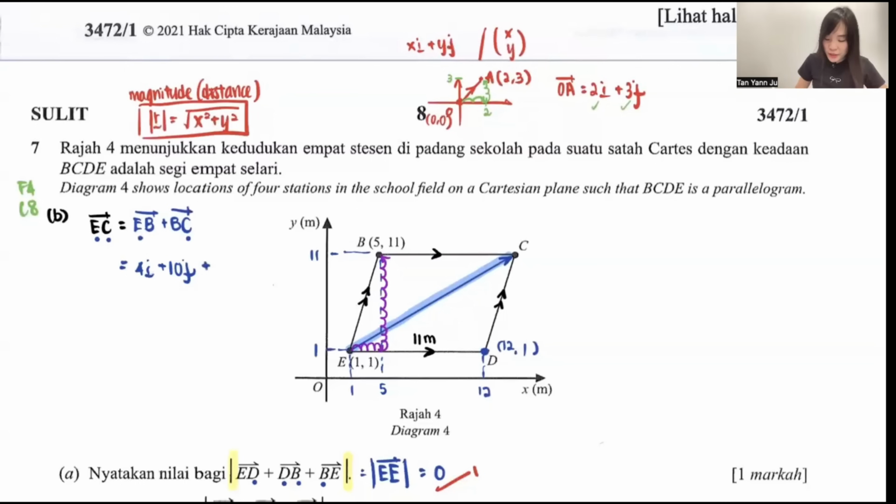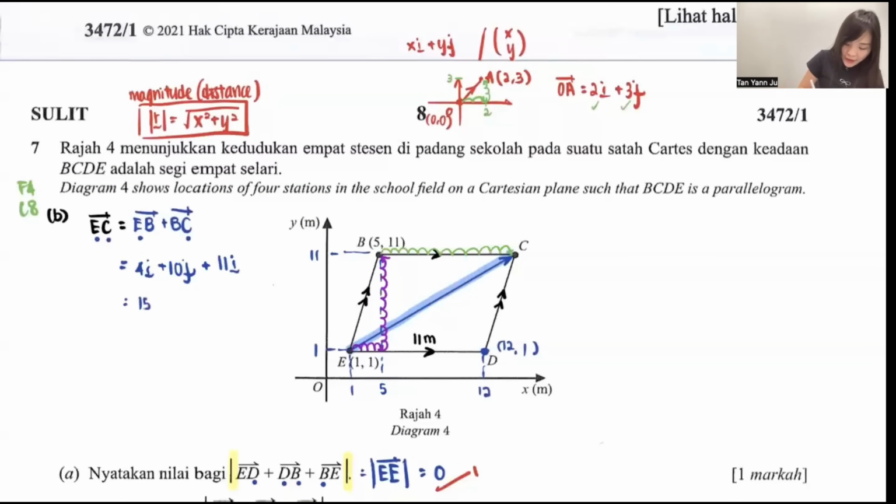How do I find B to C? Looking at it, B to C doesn't need to walk up or down, just walk right. How many steps? Because it is a parallelogram, this one is 11 meters, so here is definitely also 11 meters. So you walk right 1, 2, 3, 4, 5, 6, 7, 8, 9, 10, 11, 11 steps. It's 11i. Don't write 11j, my dear, because i is horizontal and j is vertical.